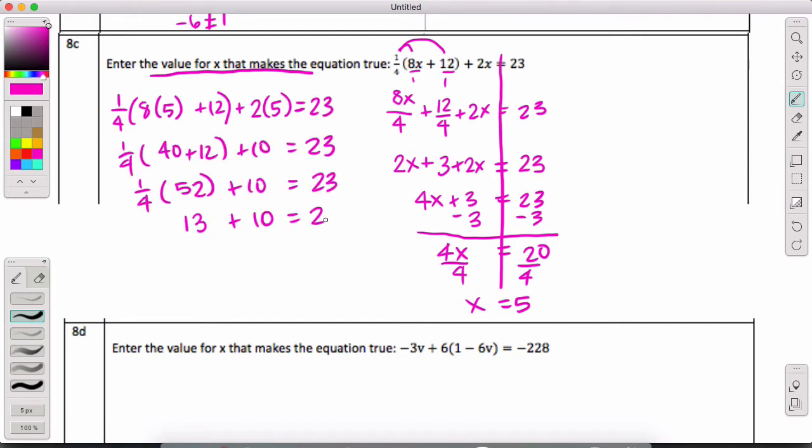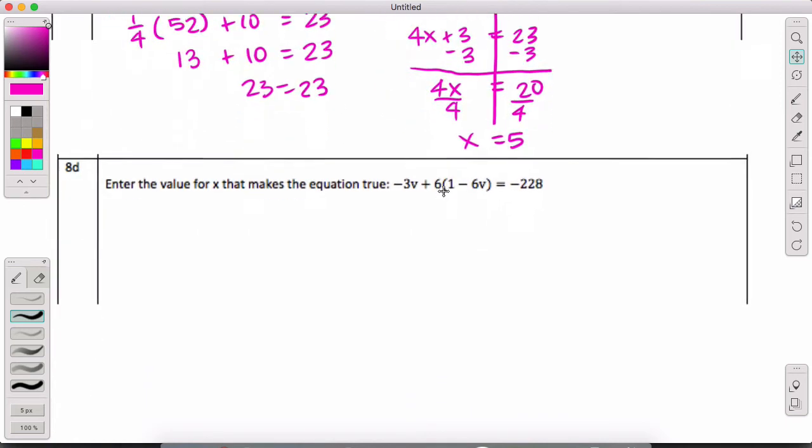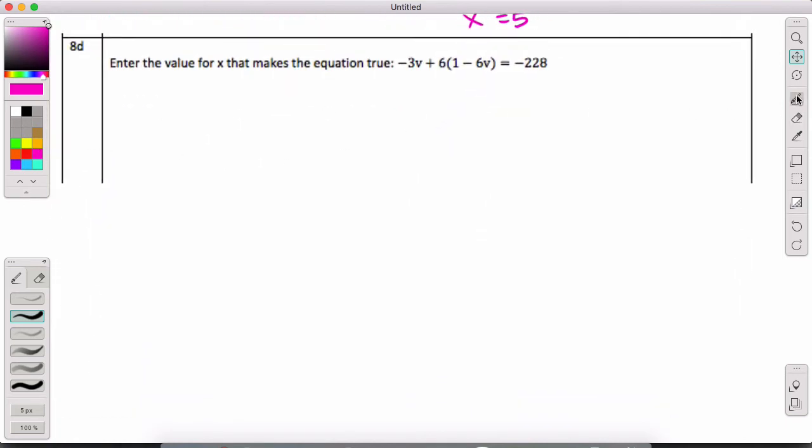And look, 13 plus 10 is 23. So I was right. So again, you can check your work. This wasn't necessary. You didn't have to do that, but I would do that if I were you and I had some time at the end of my test. Enter the value for x that makes the equation true.